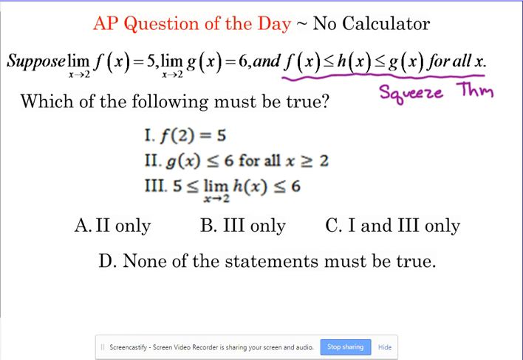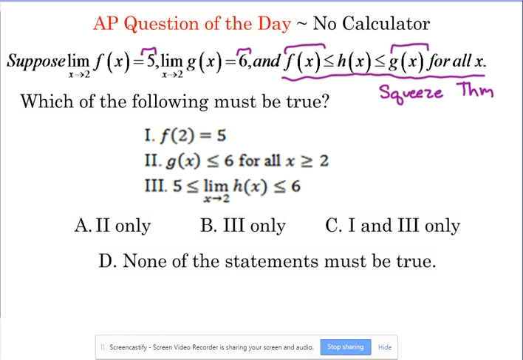But remember, we've got to have very specific conditions for squeeze theorem. These two limits of f and g have to be what? The exact same value. Are they the exact same value? No, they're 5 and 6. So let's talk about which of the following statements must be true. I want you to pause the video for a second, and go through these three statements and see what you think about whether they're true or false, and then come back to the video and I will give my explanation.